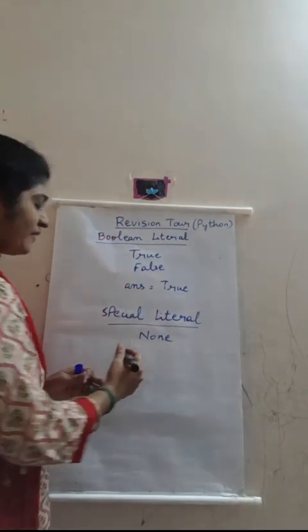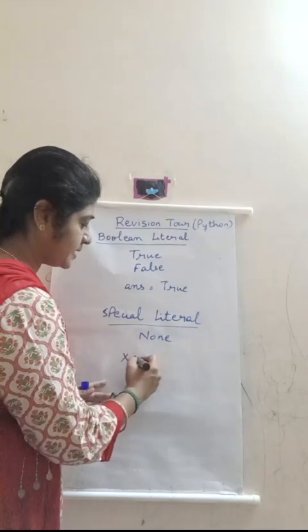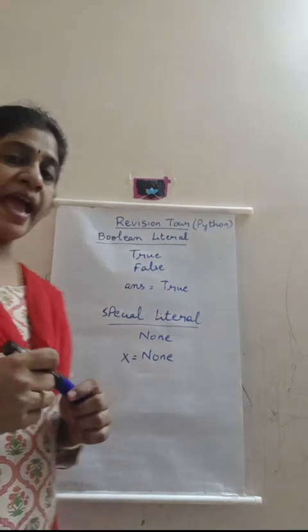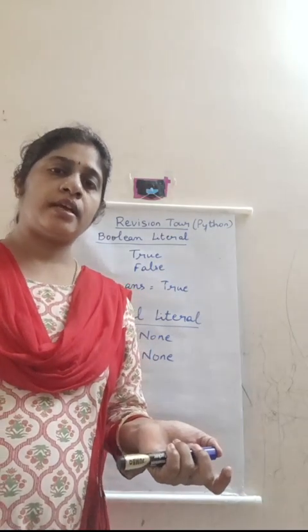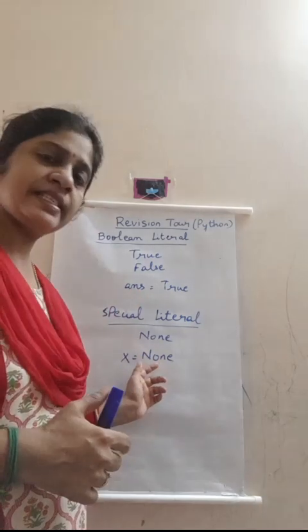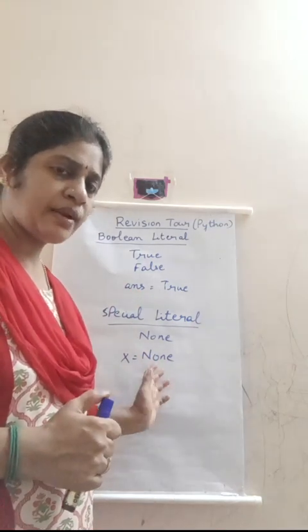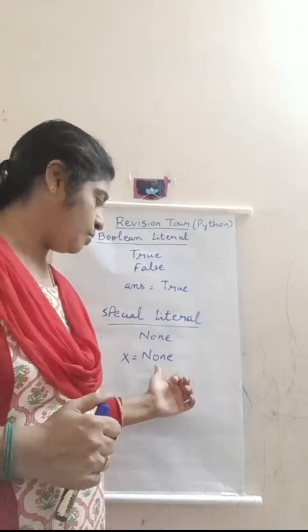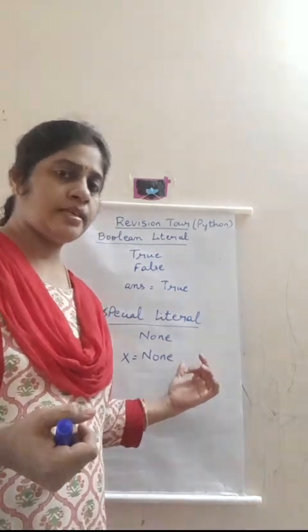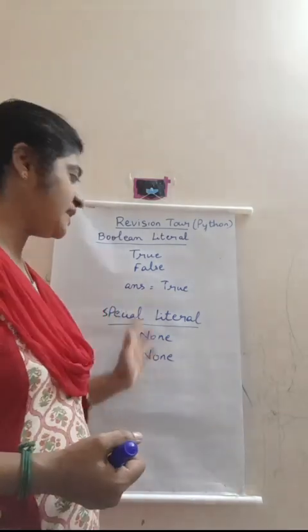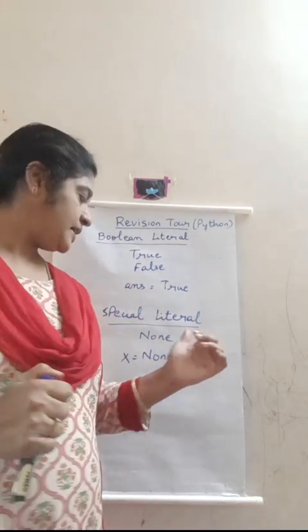For example, I can write x is equal to None. It means x is storing nothing. That is, this represents no value. It is not storing any value. In future, it can store an integer or string, or anything. So this is about the special literal None.